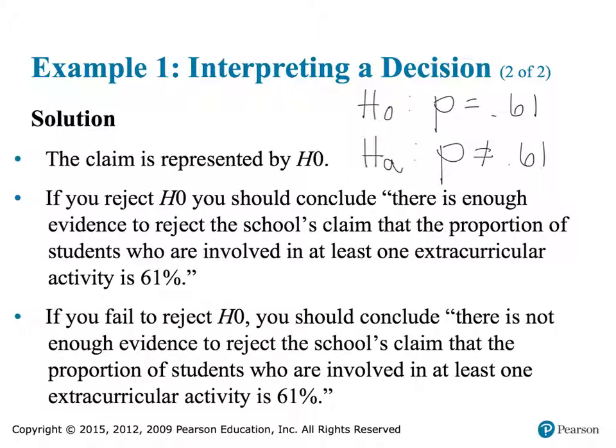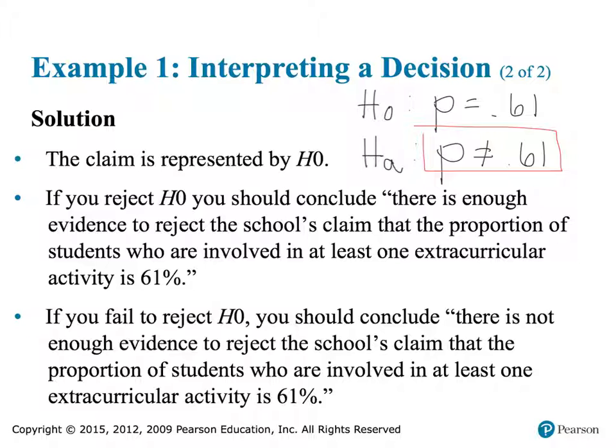So in this case, we identified that the Ha would say that the proportion is not equal to 0.61. And so that's exactly what we would say. If we reject the Ho, we would conclude there's evidence to reject the school's claim that the proportion of students who are involved in at least one extracurricular activity is 0.61. So we're rejecting the Ho, but now we have evidence in favor of the Ha, which of course is we have evidence to say that the proportion is different from 0.61.